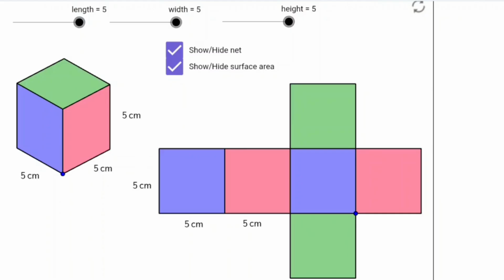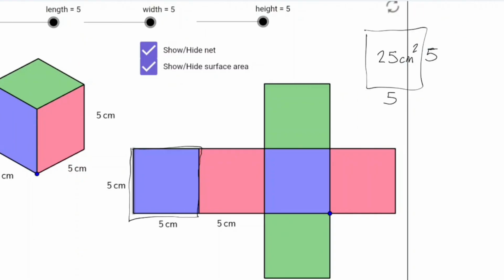Surface area of a cube. As you can see here, we have a cube, and what's special about a cube is that each face is a square. A square is a type of rectangle, by the way, because it has 2 pairs of parallel sides. So the square is 5 centimeters in length and 5 centimeters in height. So the way we would calculate the area of this square would be multiplying the base and height together. So base times height is 25 centimeters squared.